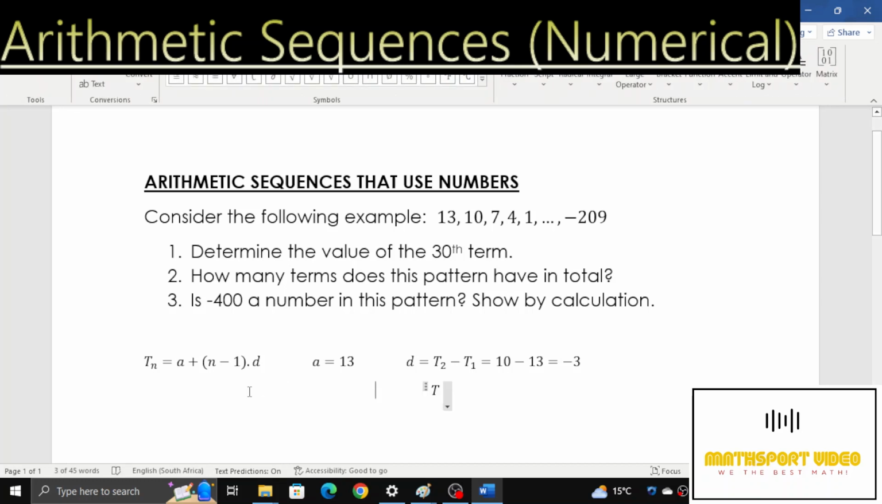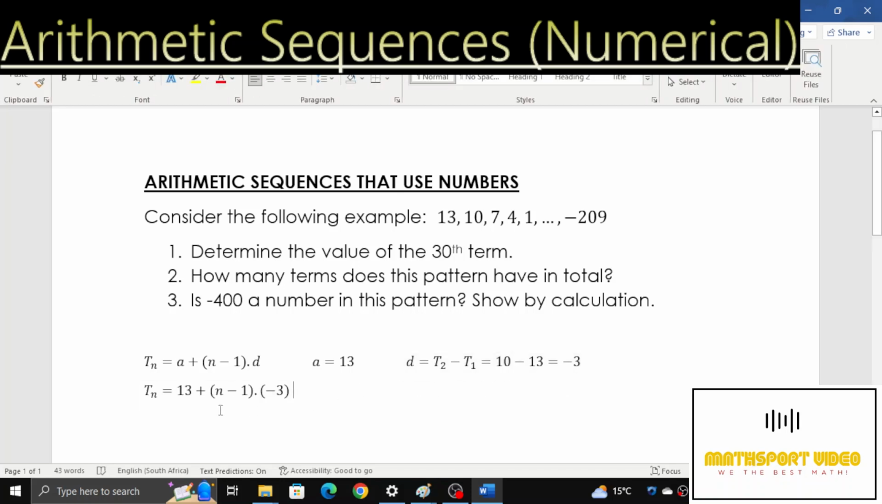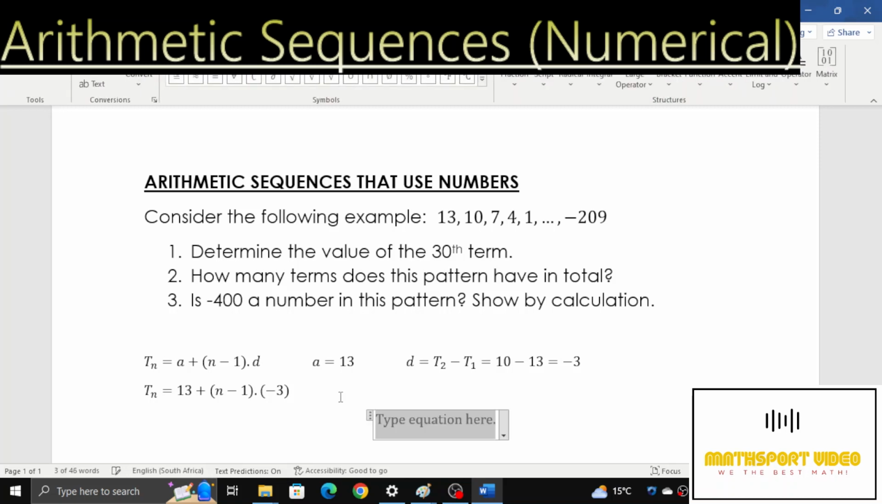All right, so the next thing is to substitute a and d into the formula. So Tn equals a, which is 13, plus (n minus 1), which we leave like that, times d. Now, because d is negative, I recommend you put that in brackets. So your formula now looks like this. Now you just have to be careful with the times and with the plus. You need to remember that multiplication gets done before addition. So you need to times the minus 3 into the bracket. You need to distribute it, and then you add on the 13 in the next step to that answer.